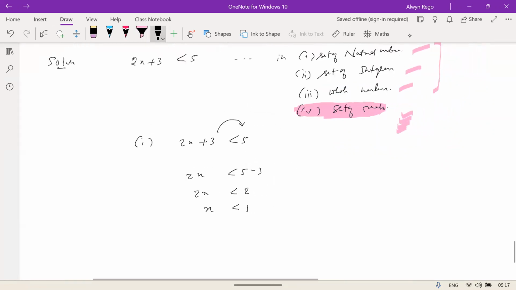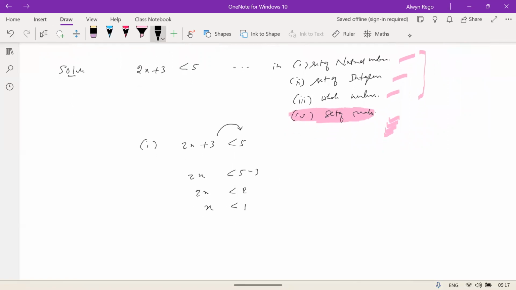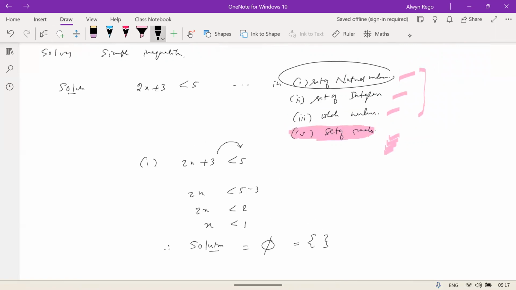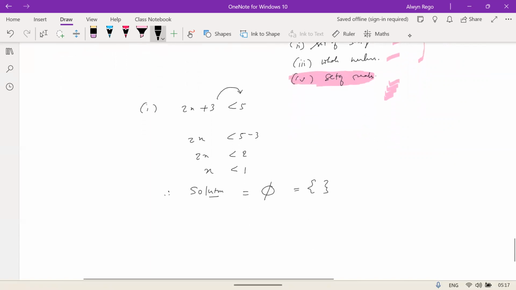So if you are looking for the set of natural numbers, you'll find that the solution in the set of natural numbers is actually a null set because you don't have any natural number less than 1. So you can write it like this, or you can say the solution set is a null set. They ask you to solve for natural numbers; in this case, I found no natural numbers. Had it been, let's say, x less than 5, I would write the elements as 1, 2, 3, 4 maybe, but I have none here.